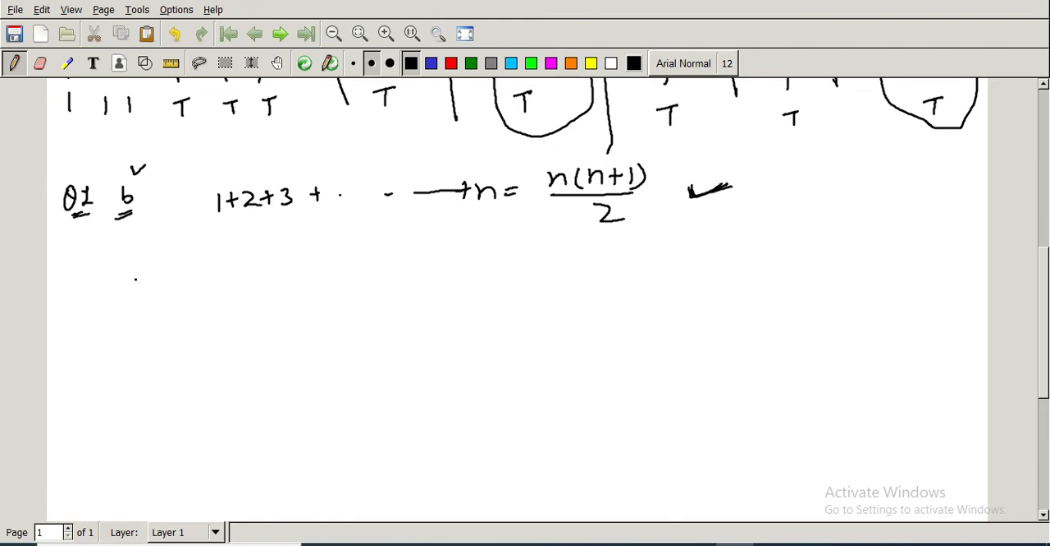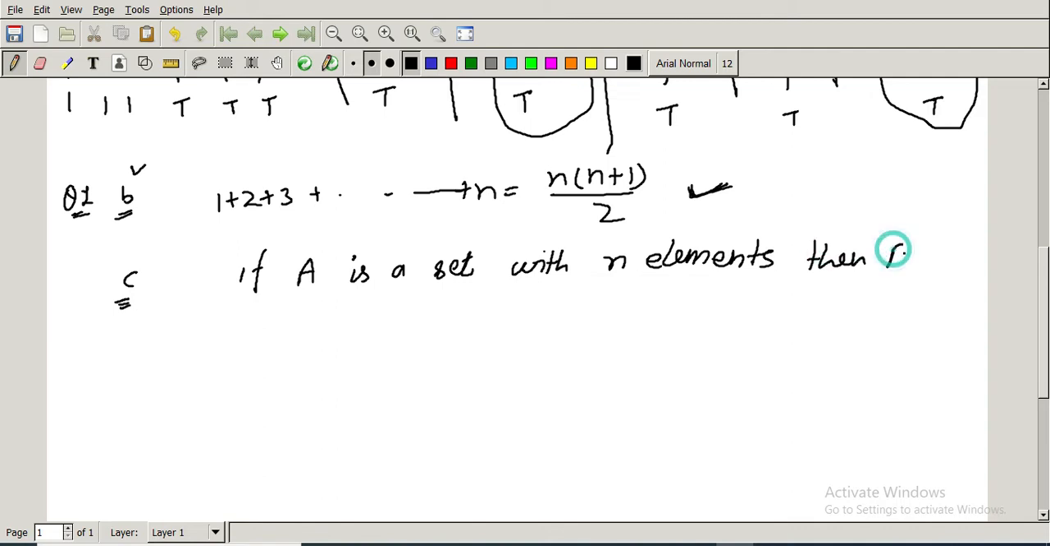Now the C part. The C part is: prove that if A, capital A, is a set with n elements, then the number of elements of P of A is 2 raised to power n. So you have to prove that.